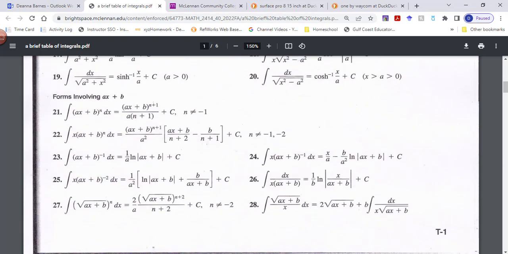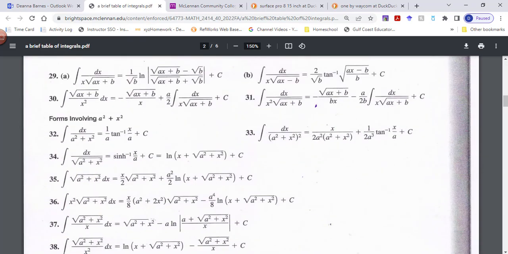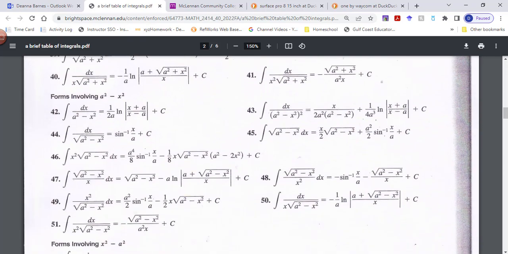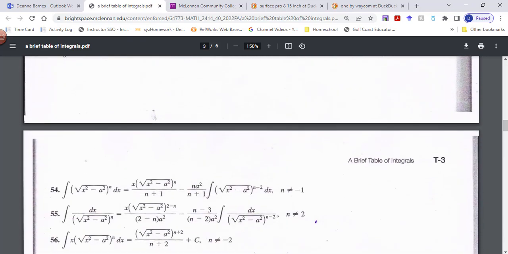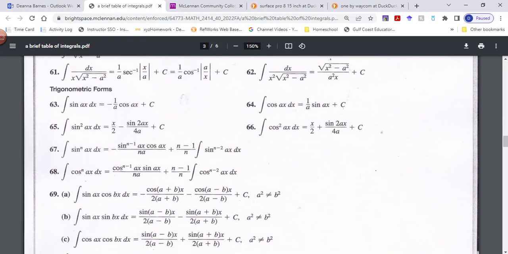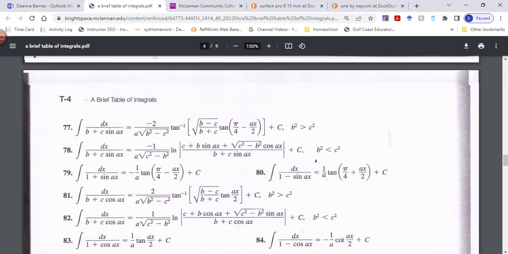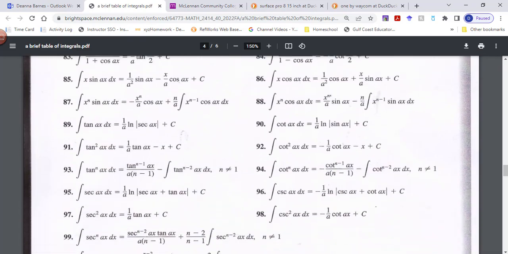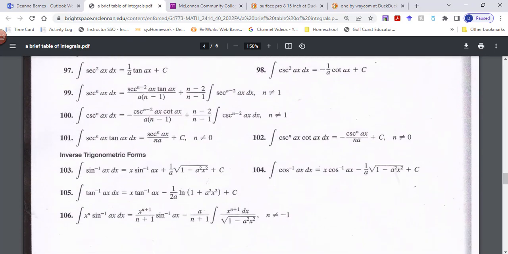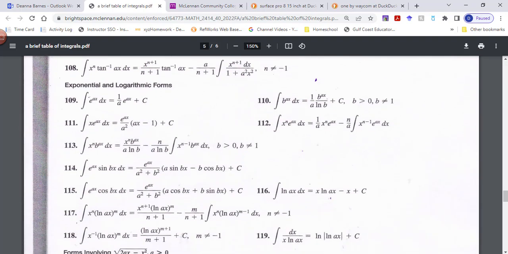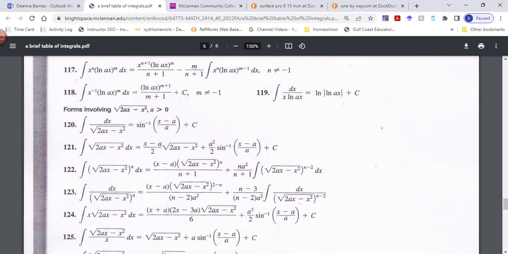And then we start looking at ones that are with forms involving ax plus b, a squared plus x squared, a squared minus x squared, x squared minus a squared. And there's trigonometric forms. And then I think we go into exponential forms. Nope. Still trig functions, bunch with trig functions, inverse trig forms, and then your exponential and logarithmic forms.